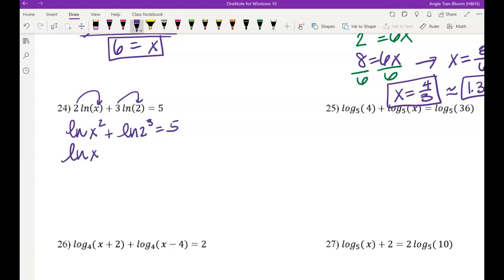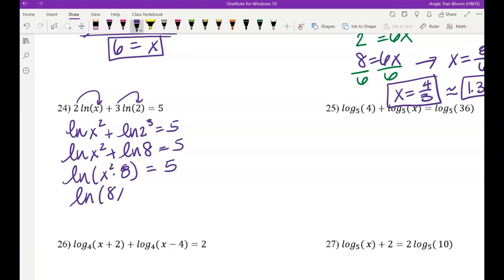But we can also do this before we multiply. 2 to the third is 8. Okay, so now we can multiply x squared times 8, which I'm going to write 8x squared. So natural log of 8x squared equals 5. Well, natural log is really log base e of 8x squared equals 5.